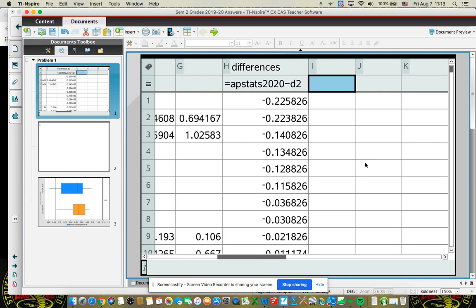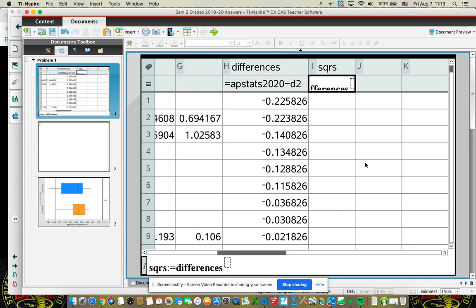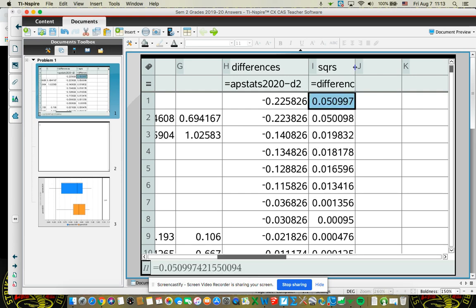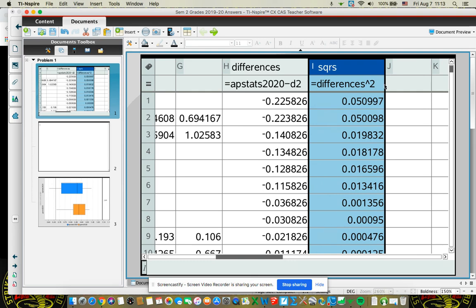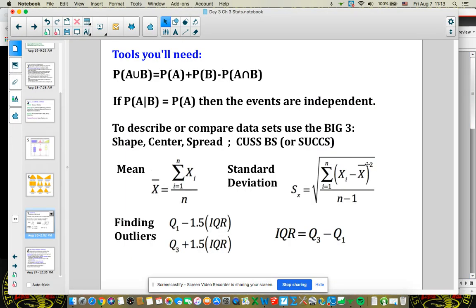So I will take, I'll just call this squares, something like that, equals differences. And you can see I'm just using the list names. When it turns bold, I know I've got it right. And I will use my caret and square that list. So I'm squaring all the differences in that list. Let me open that up so you can see. All right, so these are the squares. You'll notice that they're all positive. That's the reason this formula has the square in it.